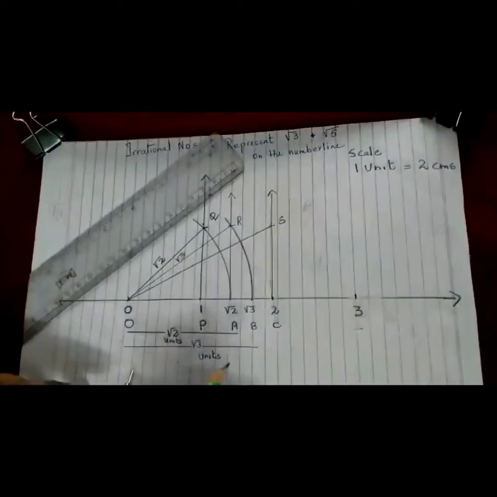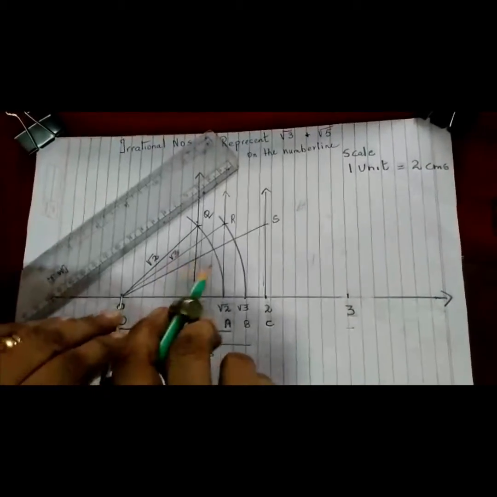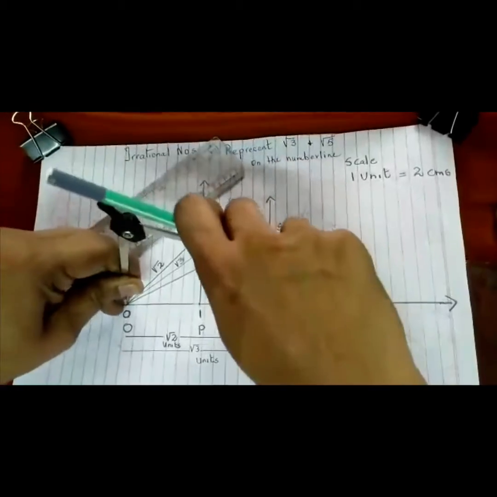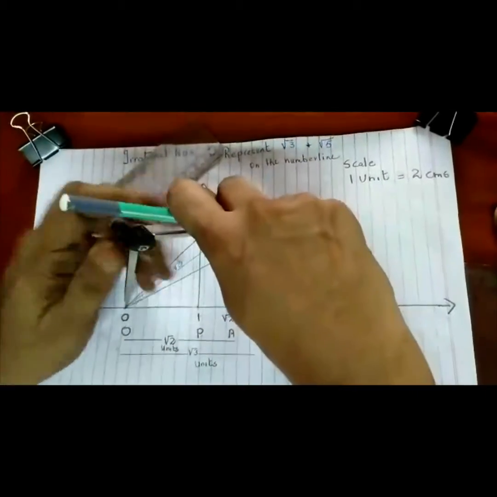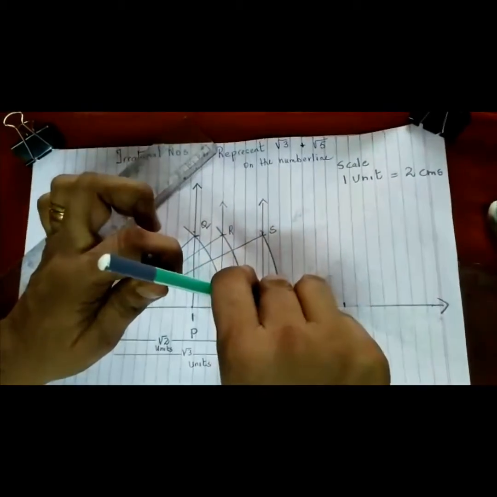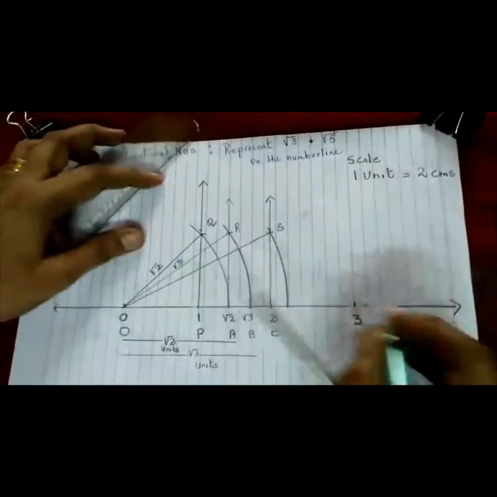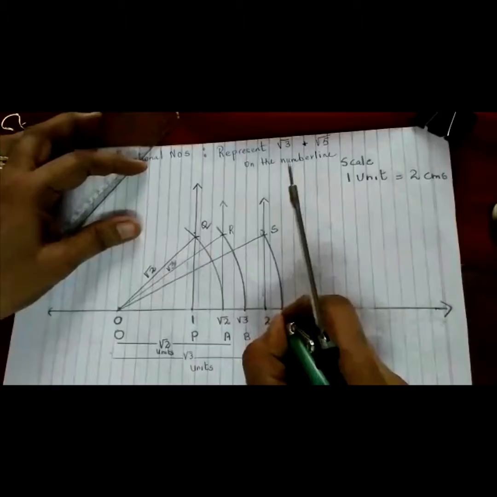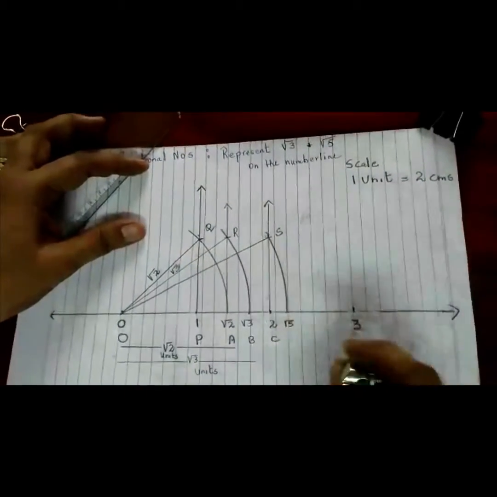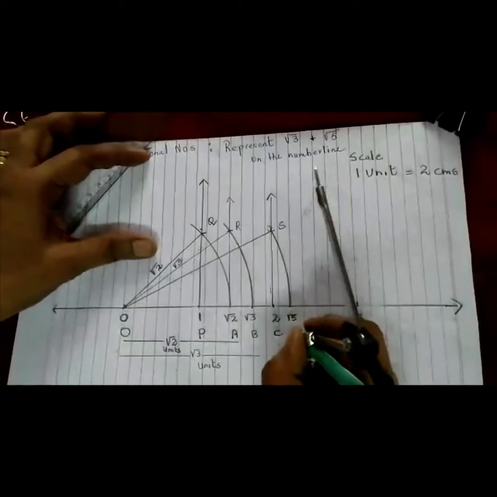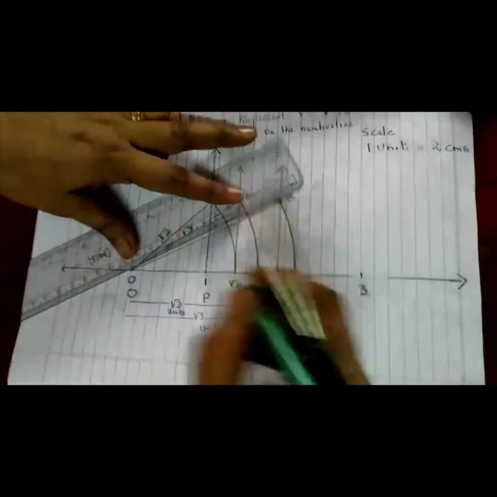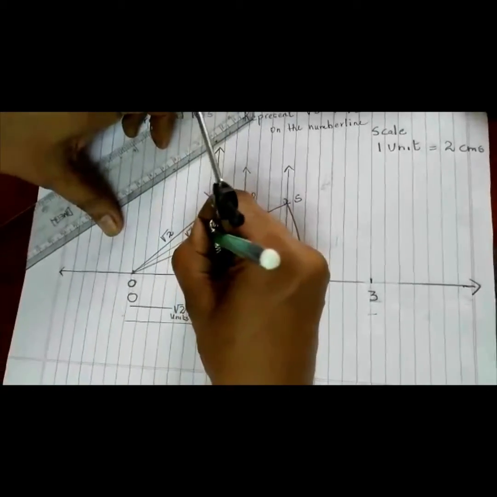Now with O center and radius OS, draw an arc to cut the number line. Where it cuts the number line is root 5. Let us mark it as B. Remember, OS is root 5.